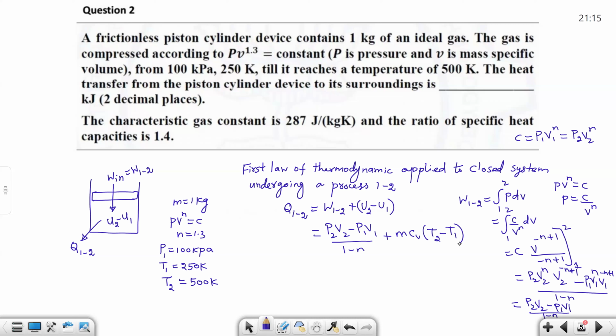And since we know the temperatures T1 and T2, and it is an ideal gas, you are given an ideal gas, right? So from the ideal gas, we can write PV equal to mRT. So PV can be written as mRT. So this can be written as mR into T2 minus T1, P1 V1 minus P2 V2 in this format, by 1 minus n, plus m Cv into the temperature difference.